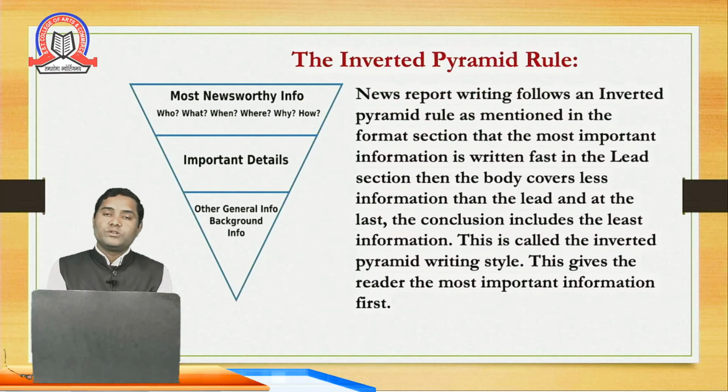Now when a news report is written, we have to follow the inverted pyramid. Now on the screen you can see the inverted pyramid of a news report. So actually what is this inverted pyramid? On the top you have to write the most newsworthy information, so you can answer those questions: who, what, when, where, why, how. Then below that, important details. After answering the questions, you can write certain important details, and then some other general information or background information should be written. This is the inverted pyramid style of writing.